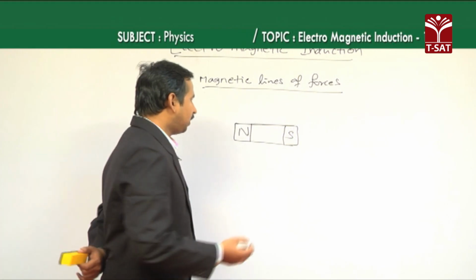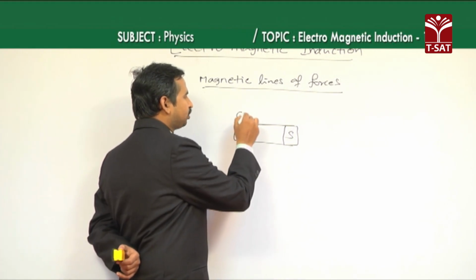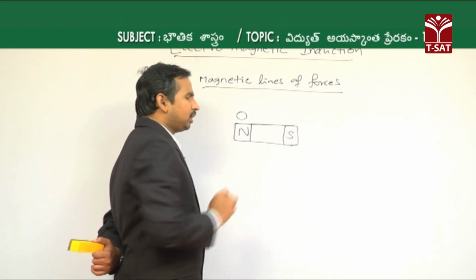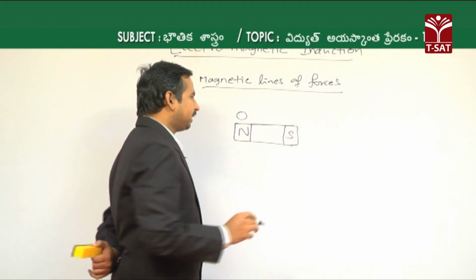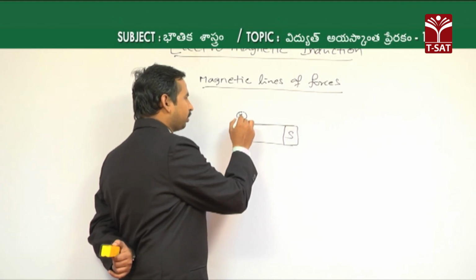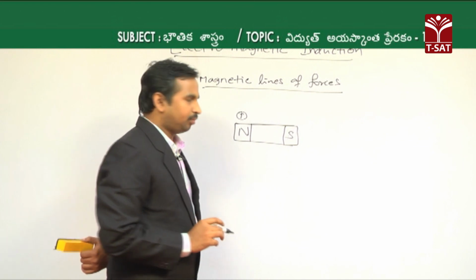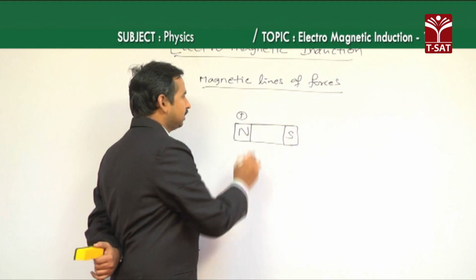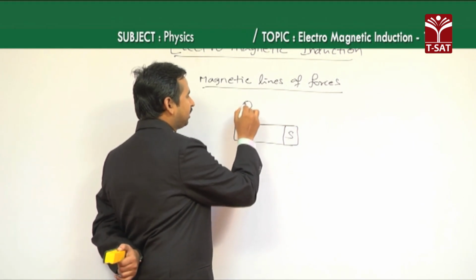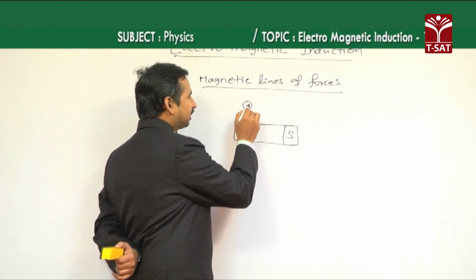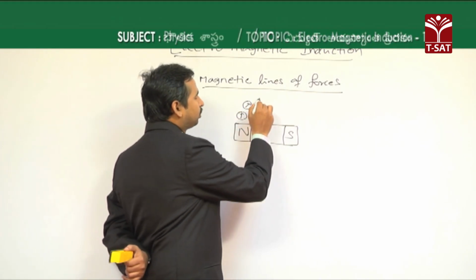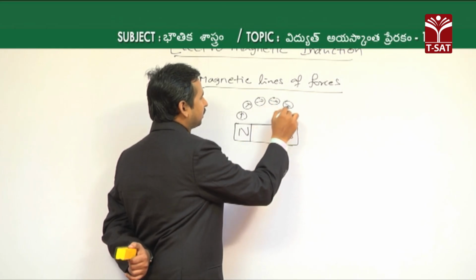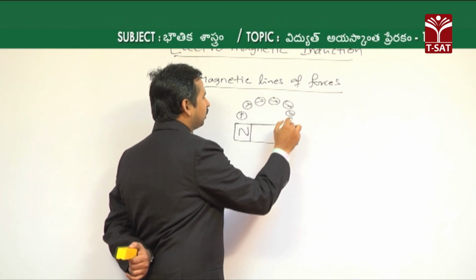When you place a magnetic compass at a position near the north pole, the magnetic needle shows the direction, and due to repulsion it points upwards, which means the magnetic line of force direction at this position is upwards. Then if you keep the compass at the next position, it shows the direction like this, and if you continue the path, the compass follows it.